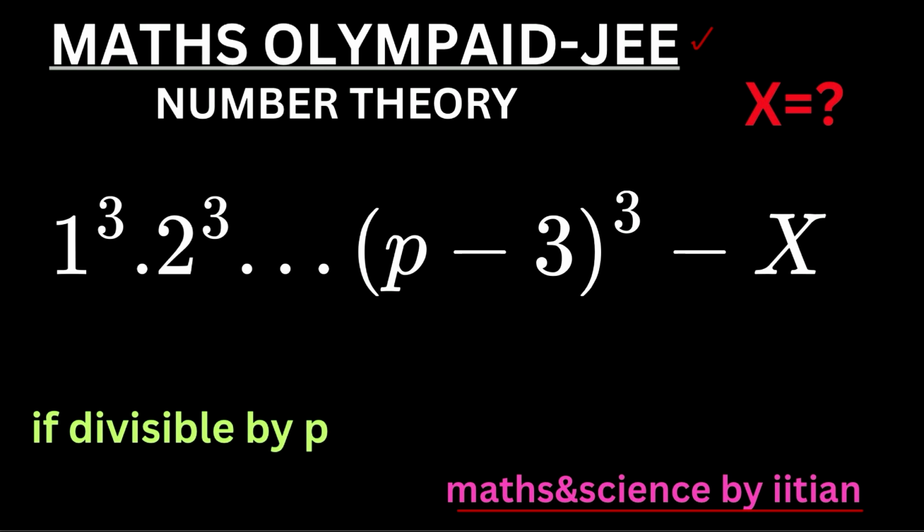You just see, you have to find out the value of x, where 1 cube into 2 cube into 3 cube up to p minus 3 whole cube minus x is divisible by p. If it is divisible by p, what is the value of x? I am not finding x in terms of p. It will be a numerical value. What is that numerical value of x? That's what we have to find out. It's a very good example.